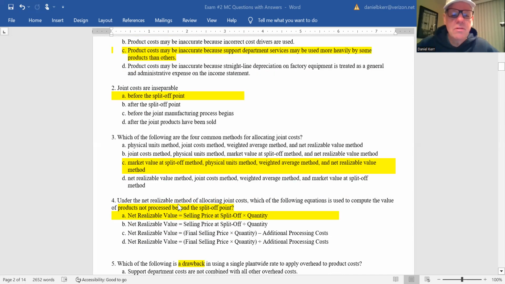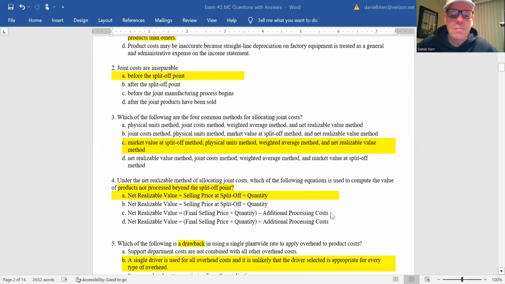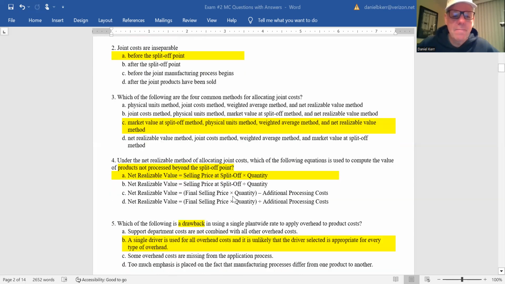Under the net realizable value method of allocating costs, which of the following equations is used to compute the value of products not processed beyond split off? Well, if they're not processed beyond split off, it would be the selling price at split off times the quantity. So the answer there would be A. Key phrase there, products not processed beyond split off. If they were processed beyond split off, then you'd have to consider the additional processing costs. But these products were not processed beyond split off. So the correct answer there is A.